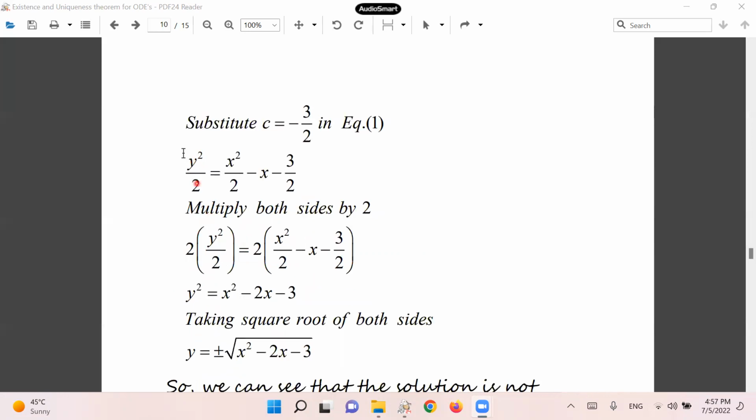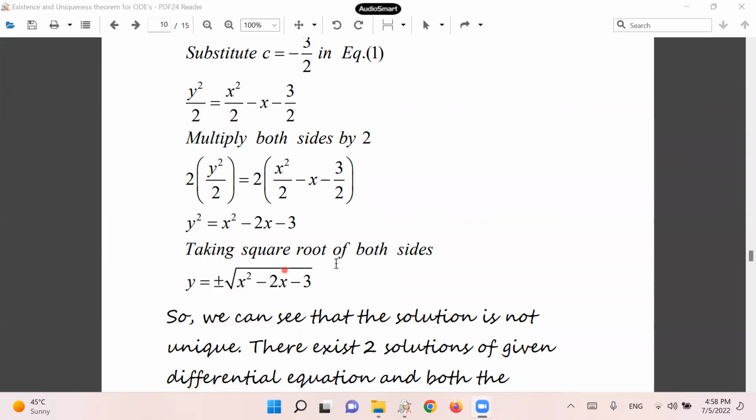Now we will find the value of y, that is, how many solutions or how many values of y we will get. So multiply both sides by 2. When we multiply both sides by 2, these 2's will be cancelled out. So we get y square equals x square minus 2x minus 3. And taking square root of both sides, because we want to get rid of this y square, we get y equals plus minus square root of x square minus 2x minus 3.